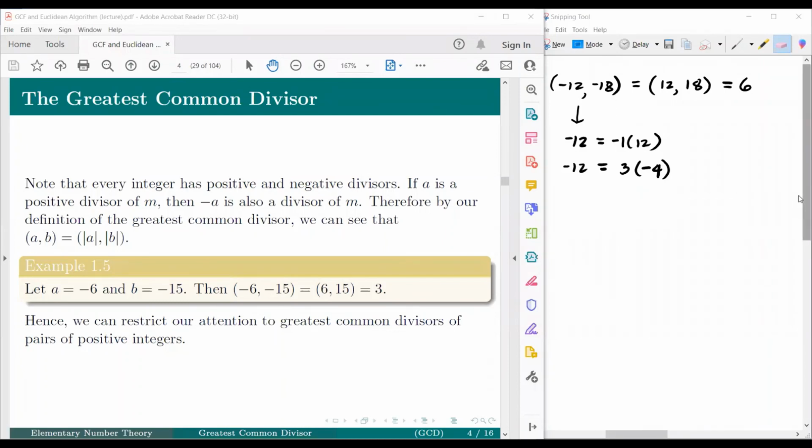So let's end with this. There will be a continuation of this in my next video lecture, where I'm going to present some results about the greatest common divisor.